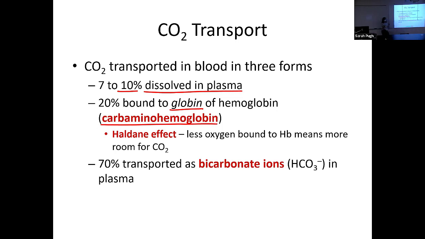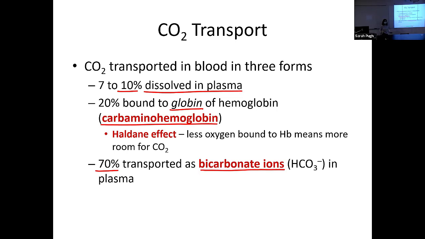And so the Haldane effect just describes that the less oxygen you have bound to hemoglobin means you now have room for CO2. So again, this is usually happening down in the tissues, not something that's happening in the lungs, okay? The remaining 70% gets transported as bicarbonate. So carbon dioxide will be converted into bicarbonate.